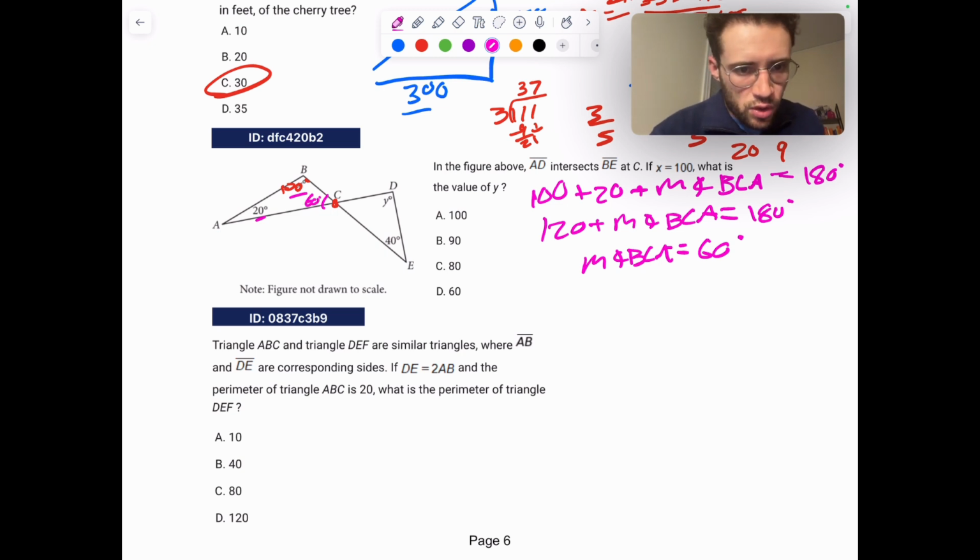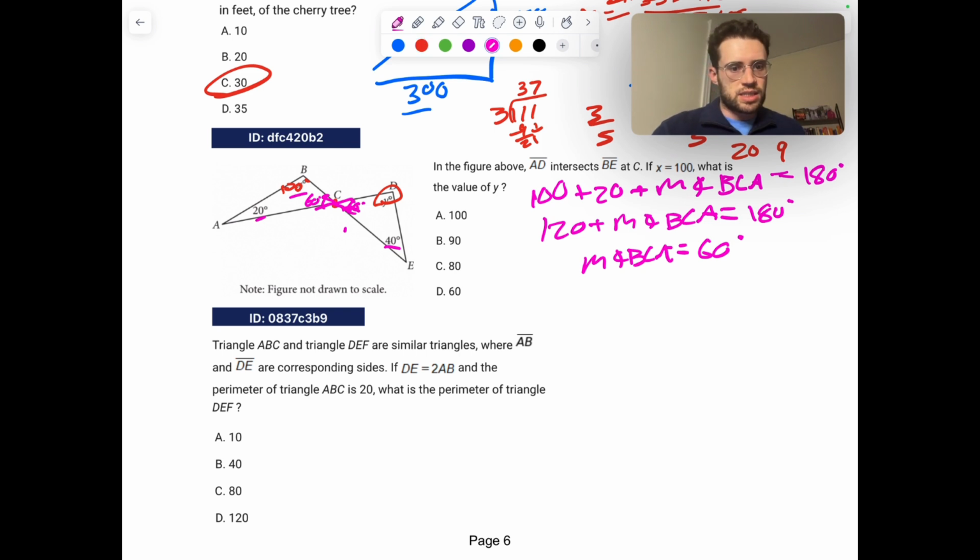And now we have a vertical angle, which is two angles that are across from each other like this, made by the same two lines. That means they're going to be congruent. So this will also be 60 degrees. So now that we have this 60 degrees, we also have the 40 they gave us, we can figure out y using that same trick that all of the angles add up to 180.